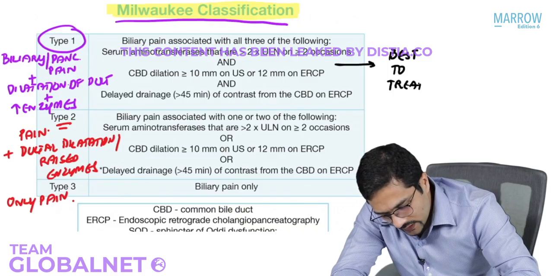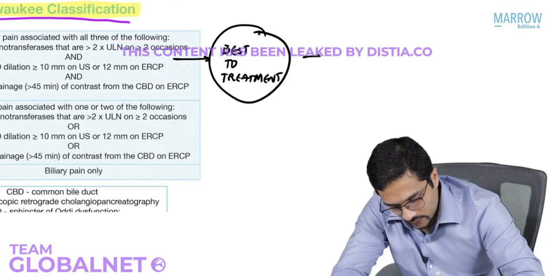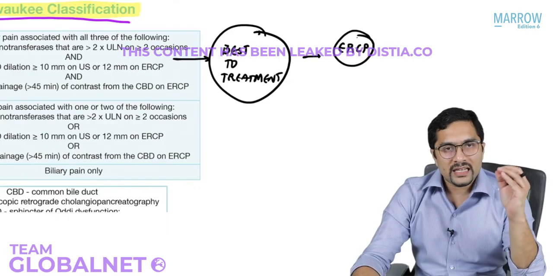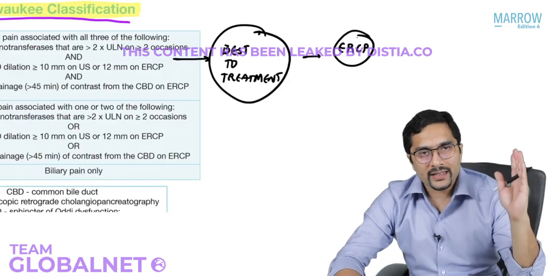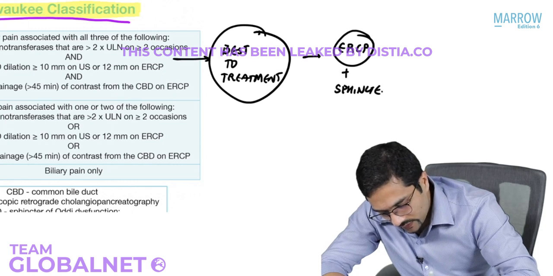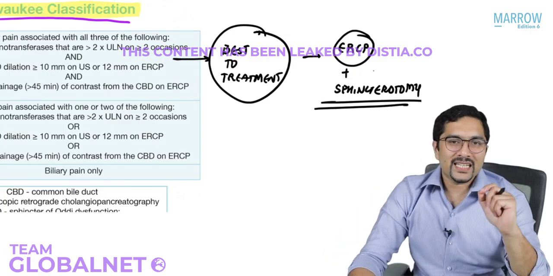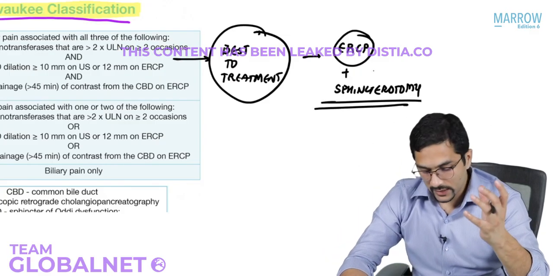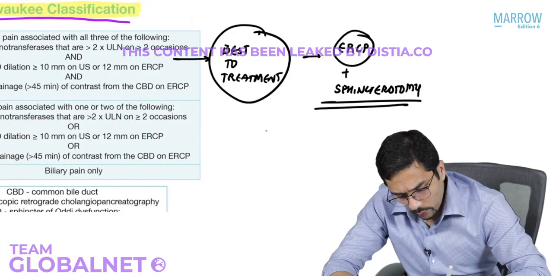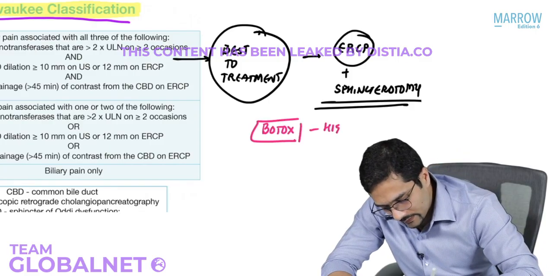And what is the treatment which is carried out? The treatment is ERCP and sphincterotomy. We are going to do ERCP, endoscopic retrograde cholangiopancreaticography, plus we will carry out a sphincterotomy. We are going to cut the sphincter so that drainage can occur properly and there is no dysfunction left. Okay, this is best for type 1. Now, Botox can also be tried, but Botox has a high recurrence rate.